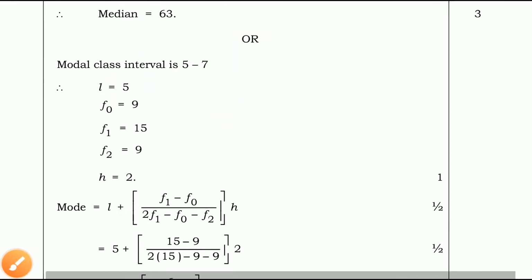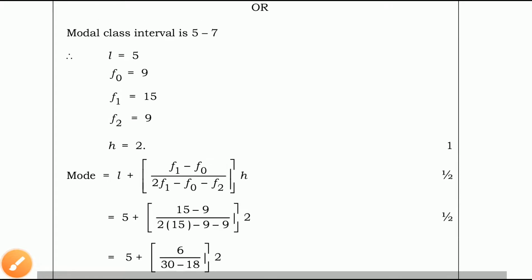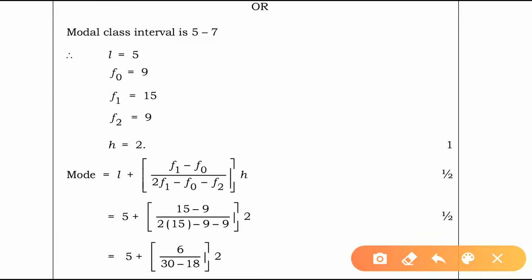Second question, find the mode. The modal class interval is 5 7. Here L is the lower limit of the modal class. F0 is the frequency of the class preceding the modal class, that is 9. F1 is the frequency of the modal class, that is 15.